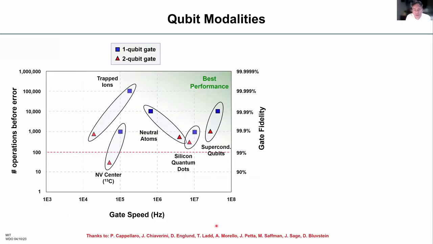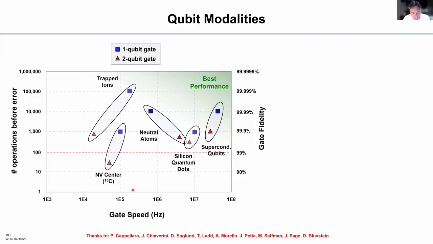So here's an example of different qubit modalities, candidates for qubits. And on the left axis is this metric, the number of operations before an error, how many gates within the coherence time. And that's basically 1-to-1 in the gate fidelity shown here on the right. So if I have one error out of 100 gates, then I have 99% fidelity. One error in 1,000, 3 nines. And you can keep counting the nines. And you want as many nines as you can get.